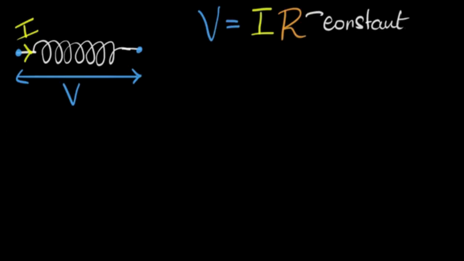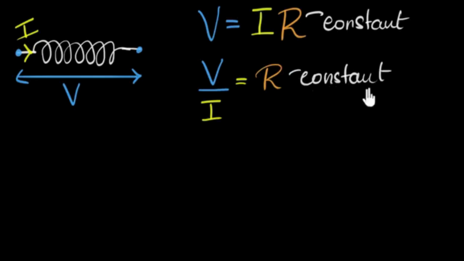And so another way to look at this is we could say, if we divide this equation by I, we could say V divided by I should equal R, should be a constant. So to check whether any material obeys Ohm's law, we need to check whether the ratio of voltage and current through that material is a constant.